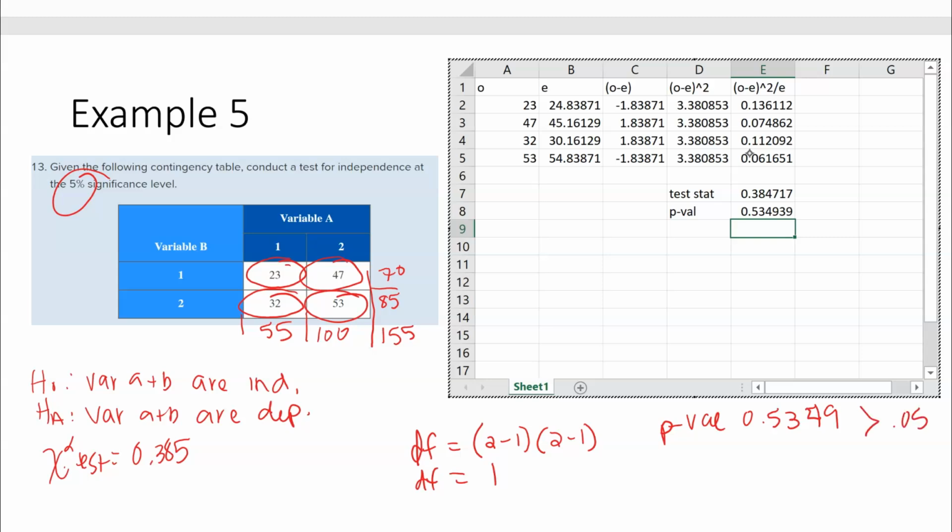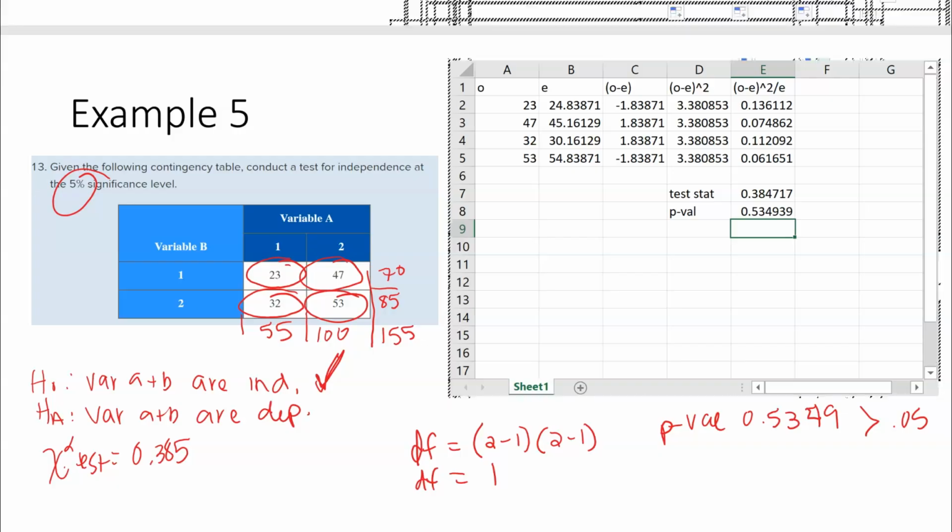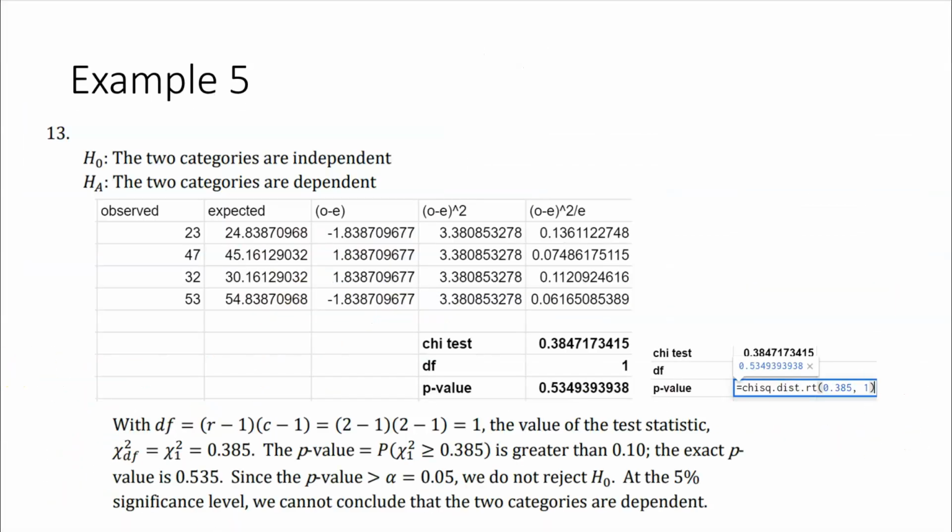It's greater than. The p is low, the null must go, so we're going to keep our null because the p is high. We conclude that there's evidence that variable A and B are independent. If you want to see all that written out, there you go.